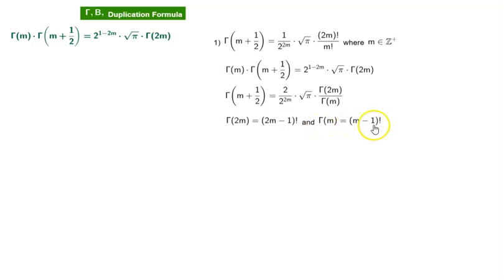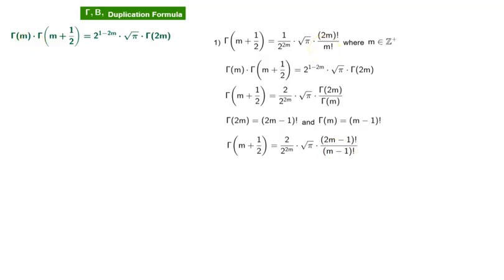Generally speaking, gamma of m is equal to m minus 1 factorial. So we are converting these gammas to factorials. Gamma of 2m is equal to 2m minus 1 factorial, and gamma of m is equal to m minus 1 factorial. Now substituting it, we get gamma of m plus half is equal to 2 by 2 to the power of 2m times root pi times 2m minus 1 factorial by m minus 1 factorial. What we want is 2m factorial and m factorial.